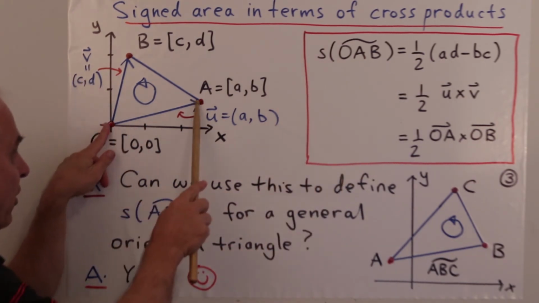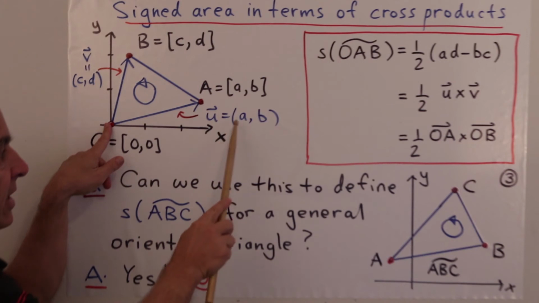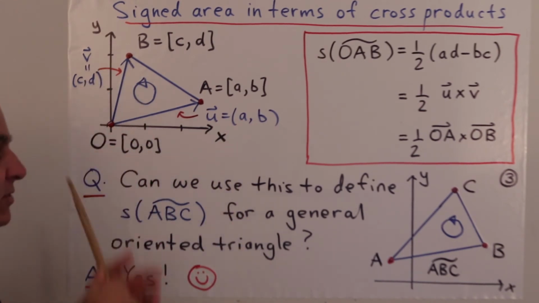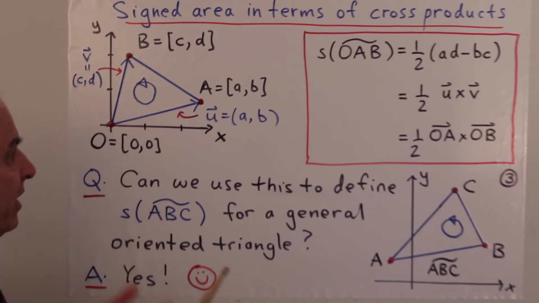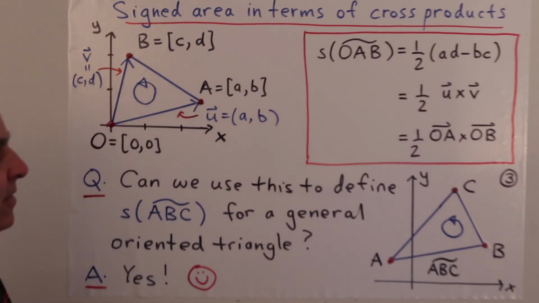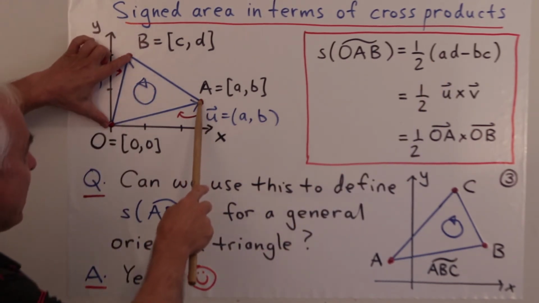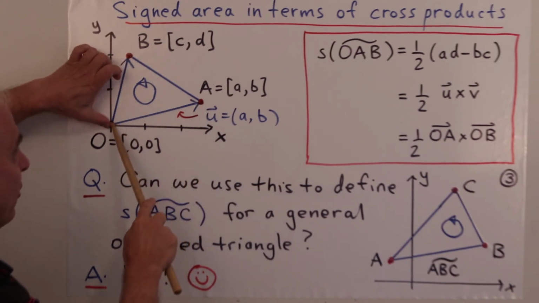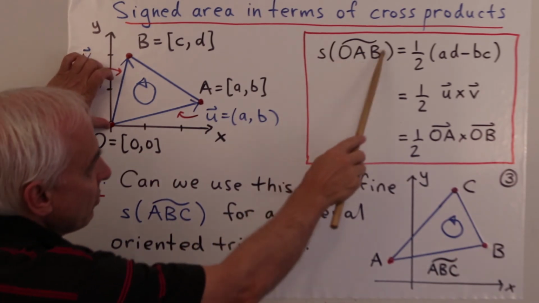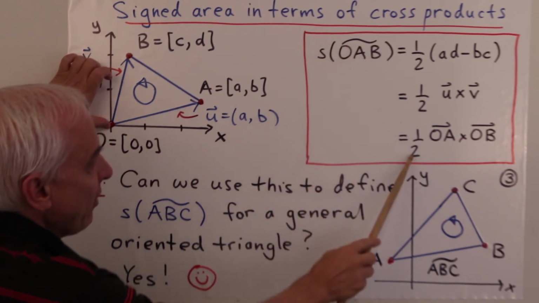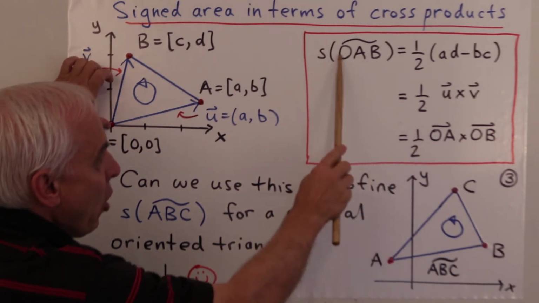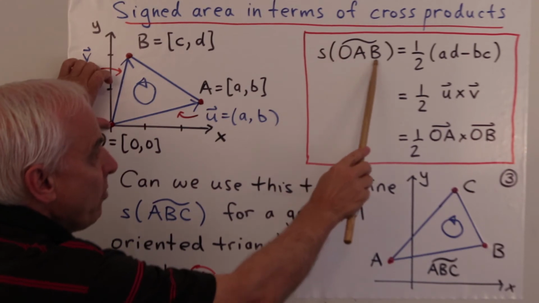Because this vector here, the vector OA, let's call it U, is just AB. And this vector here, let's call it V, is the vector CD. And we've just defined the cross product of U and V to be AD minus BC. So this signed area of this oriented triangle is equal to the cross product of this vector with this vector. So if we just express it in terms of the points themselves, the signed area of the oriented triangle OAB is 1/2 of OA cross OB.